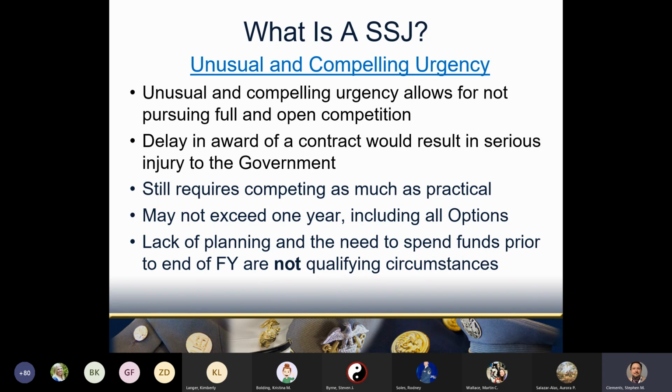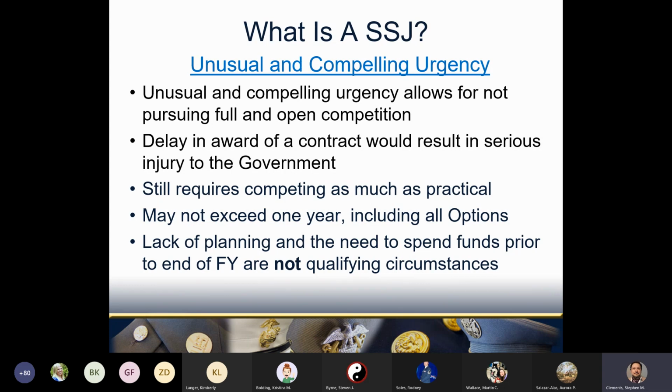And we can only use this authority when we can demonstrate a clear harm that will come from not doing so. And even if we get the emergency approved for quick action by contracting, we may still have to compete the contract as much as possible.